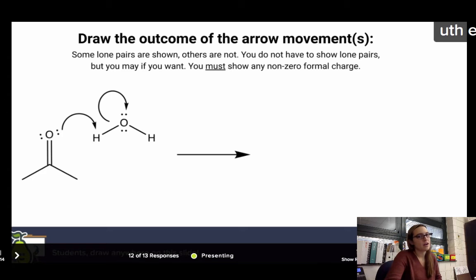So now you're going to have 1, 2, 3, 4, 5 electrons around this oxygen. It normally should have 6. Now you only have 5. So 6 minus 5 for that one.